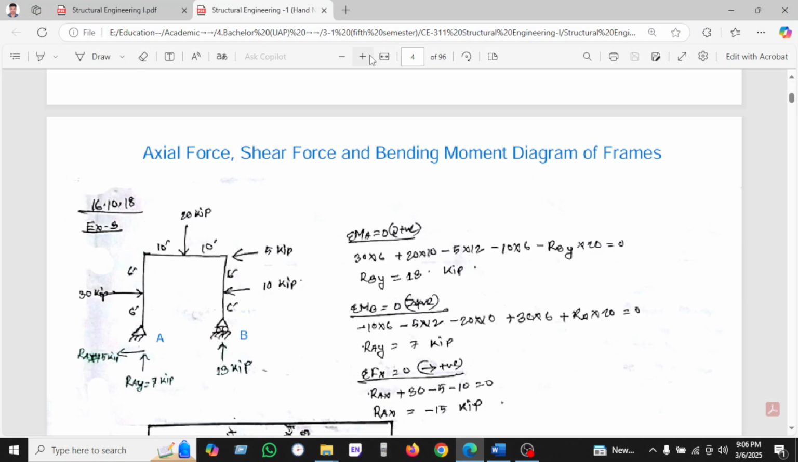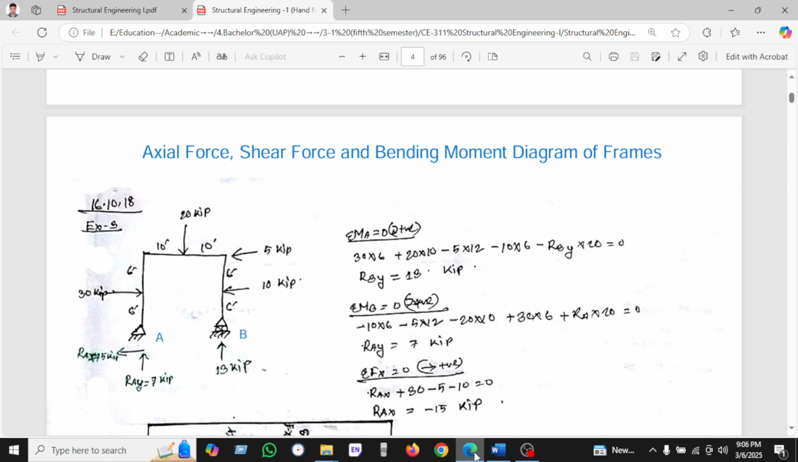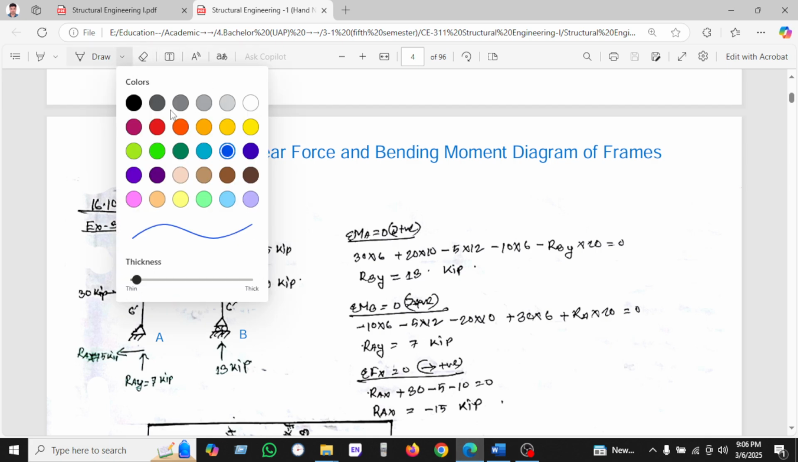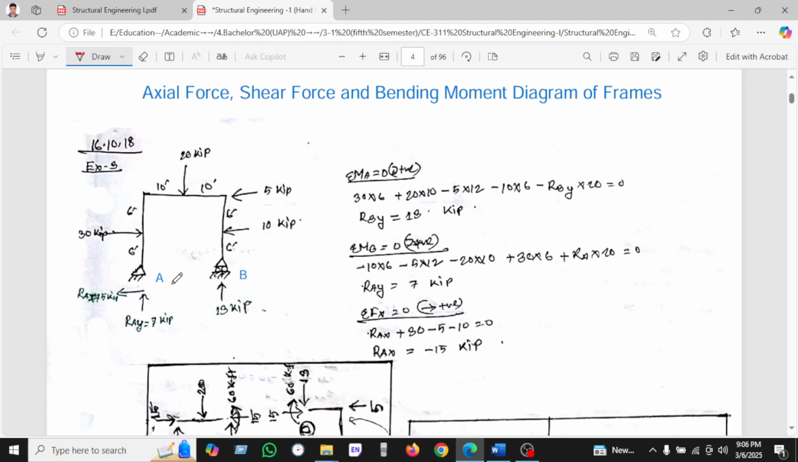Here is our example of a 2D frame. A 20 kip load is given on the frame. Point A is a pin support, and the height is 12 feet. There is a 30 kip horizontal force, and at point B there is also a horizontal force, and the dimension is 10 feet. The vertical force we have seen is 20 kip, and 10 feet by 10 feet is given here. So let's start. We can find out the reactions first.